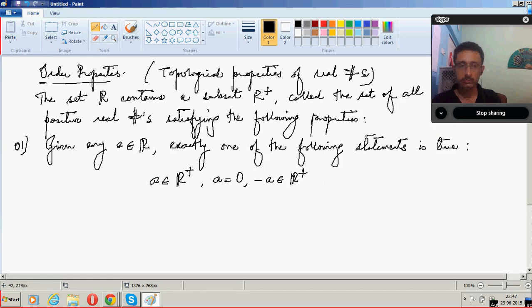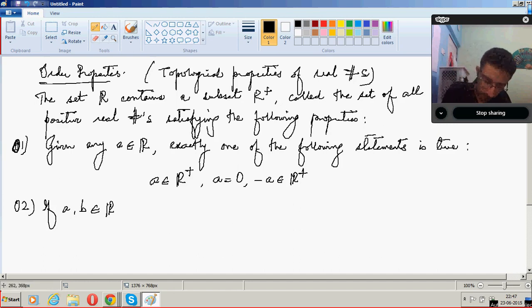Given any A belonging to R, exactly... Call this O1, order 1. Order 2: if a, b belong to R plus, then a plus b belongs to R plus, and ab belongs to R plus.